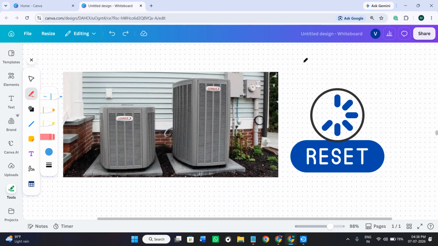So in today's video, I'm going to show you how you can properly reset the central air conditioning unit, and I'm also going to explain what a reset can and can't fix.